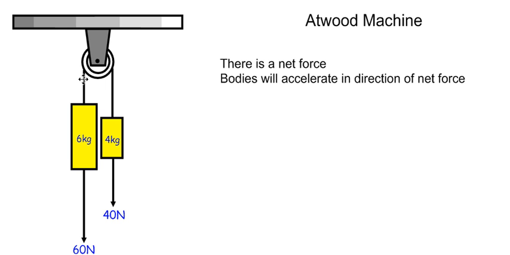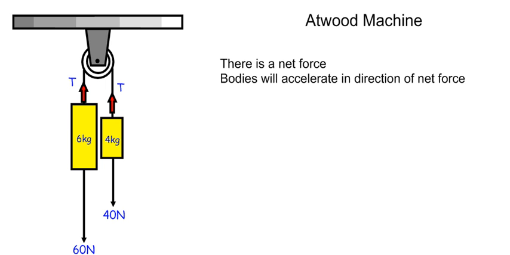The string that is used to interconnect the bodies is obviously under tension, pulling the 4 kilogram mass upwards and slowing down the 6 kilogram mass with also an upward force. As this is one rope, the tension is exactly the same everywhere. But the tension is an internal force, and therefore we cannot consider it as an external force.